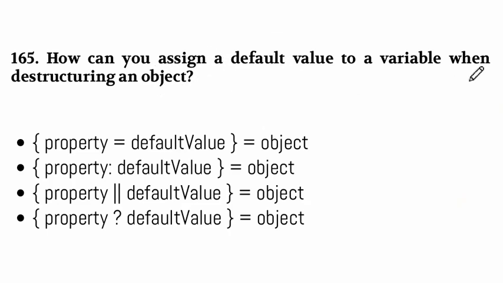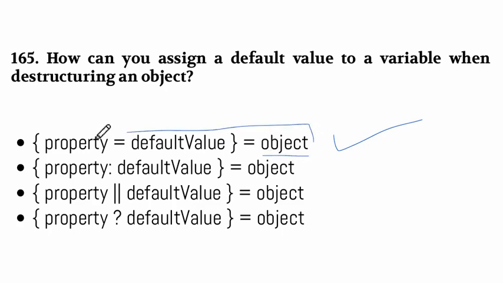How can you assign a default value to a variable when destructuring an object? So the last question we have been asked, how can we assign a default value to a variable in object destructuring? So the first one is the correct part. First of all, we will use the curly braces, and inside the curly braces we're gonna use a property, the property which comes inside the object, and the default value. Either you can give a default value or you can just simply put null. It's up to you, and you can assign them to the object.